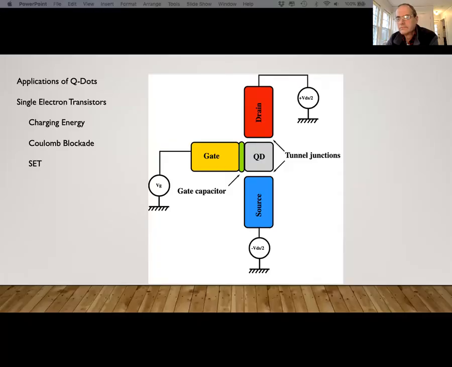Okay, well now I'd like to talk about an interesting device called the single electron transistor, another application of quantum dots. Only this time, the quantum dots won't be semiconducting, but they'll be metal or conducting, okay? Here, let's take a look at this interesting application.